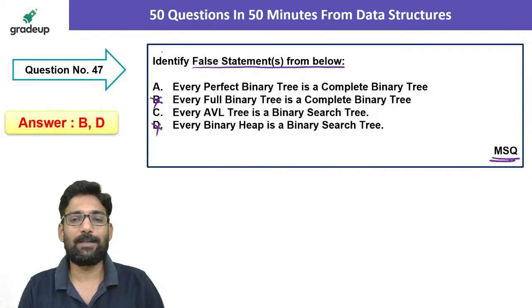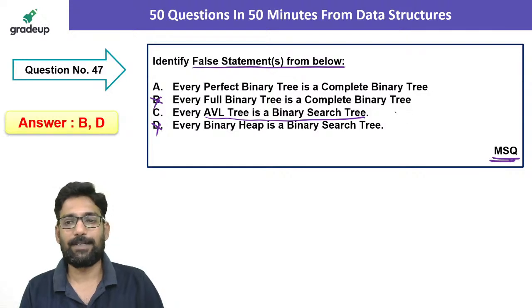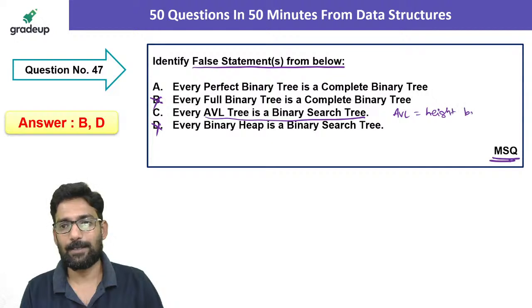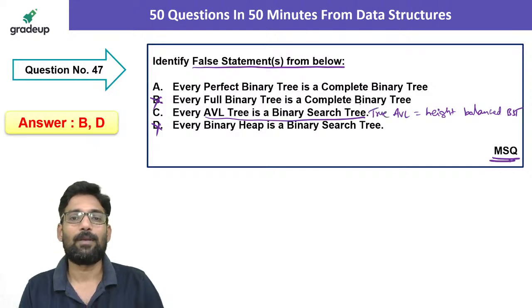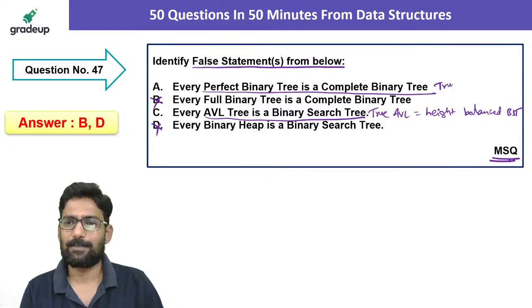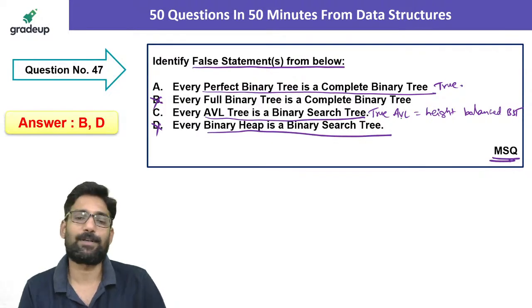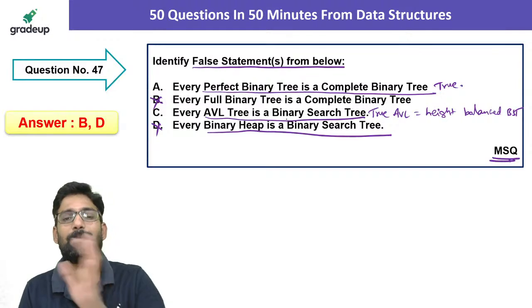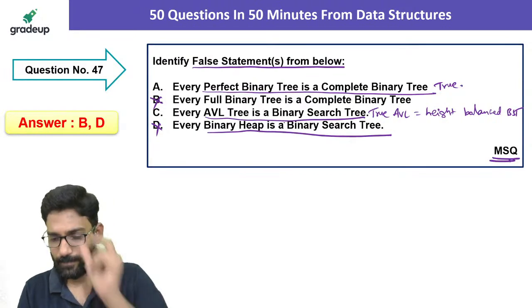Every AVL tree is a binary search tree. Yes. AVL tree itself says height balanced BST. So every AVL tree is a binary search tree, true. Every perfect binary tree is a complete binary tree, yes. But every full is not a complete. Every binary heap is a binary search tree, not required. It is just a complete binary tree, right? Next question.